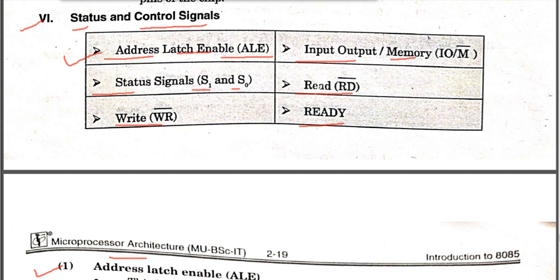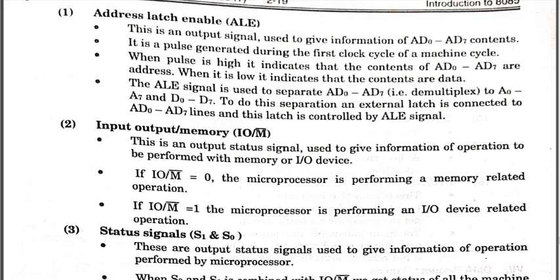So first we start with the ALE, address latch enable. This is an output signal that is used to give the information of what AD0 to AD7 contains. It is a pulse generated during the first clock cycle of the machine cycle. ठीक है, तो ALE एक आउटपुट सिग्नल है that is used to give the information about AD0 to AD7 जो मल्टीप्लेक्स एड्रेस एंड डेटा बस है. ठीक है, तो उसका इंफॉर्मेशन के लिए यहाँ पे ALE का यूज़ किया जाता है.